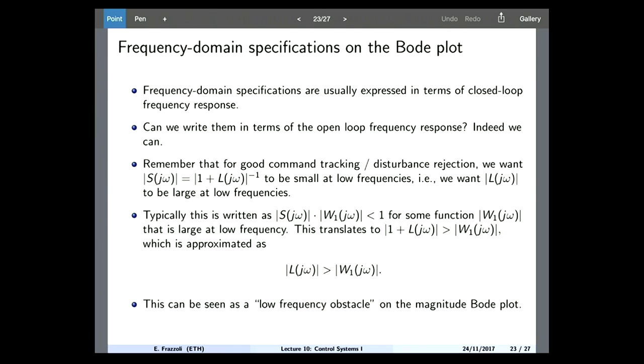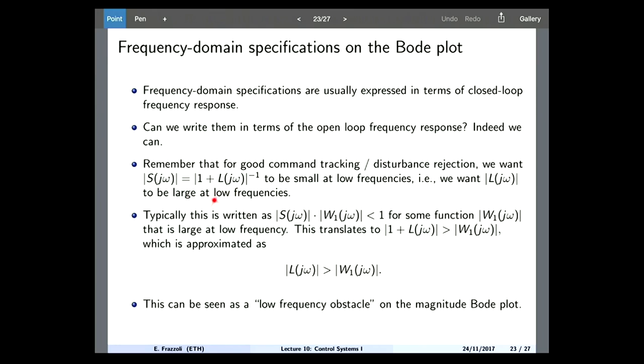Indeed, yes. For good command tracking and disturbance rejection, we want S of j omega, which is 1 plus L of j omega inverse, if you take the magnitude, to be small at low frequencies. So if you want this thing to be small at low frequencies, how do we make this small?